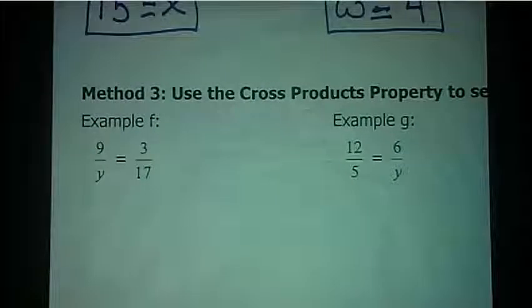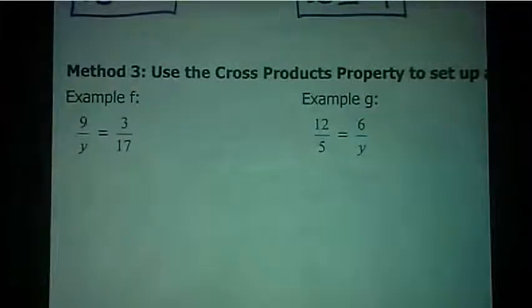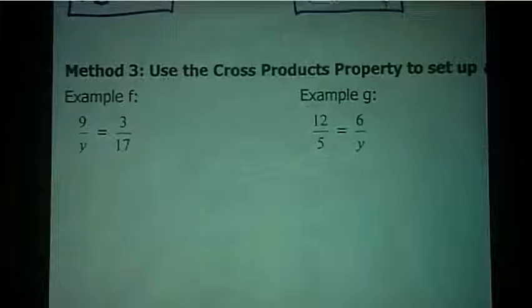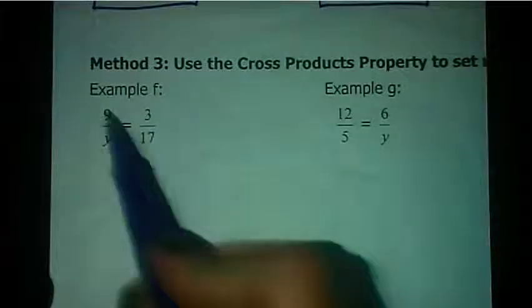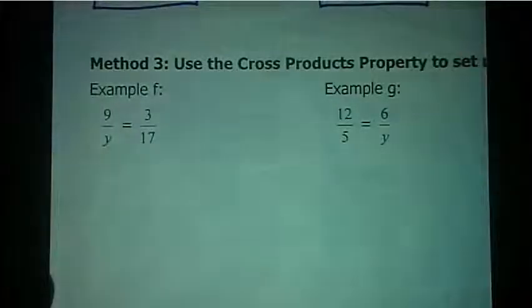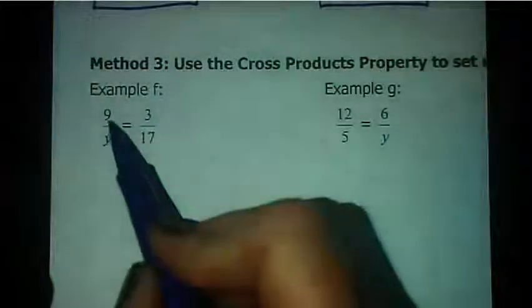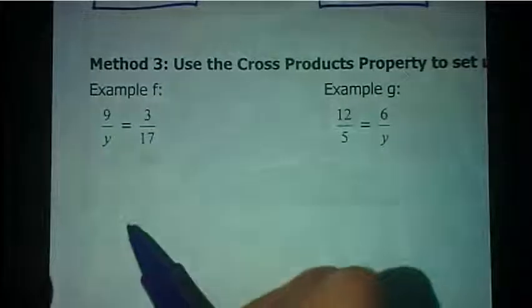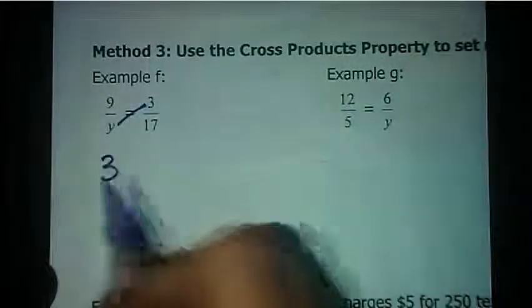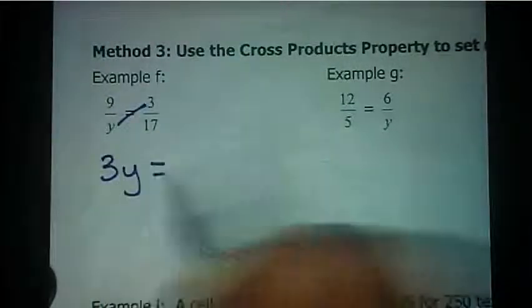All right. This method is my favorite, using the cross products property to set up an equation. You'll remember from the other day that if 2 fractions are truly equivalent, then their cross products will be equal. That means you can multiply diagonally and those products will be equal. So that means if I take 9 times 17, it will be equal to 3 times y. I kind of have issues and I need to always have my variable on the left side. It doesn't matter, but I'm kind of quirky like that.